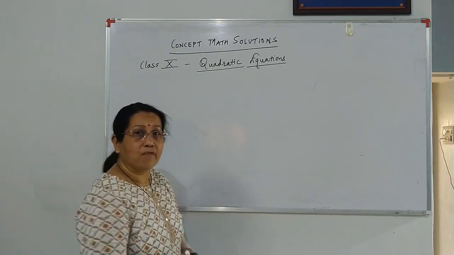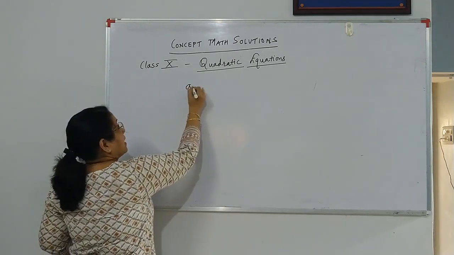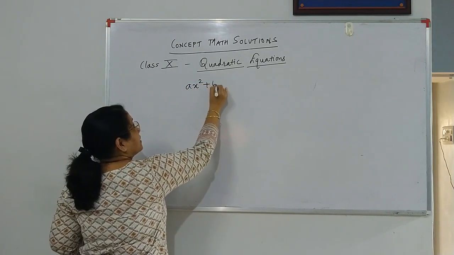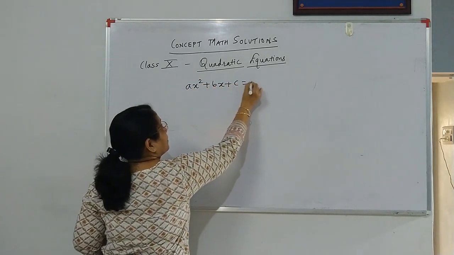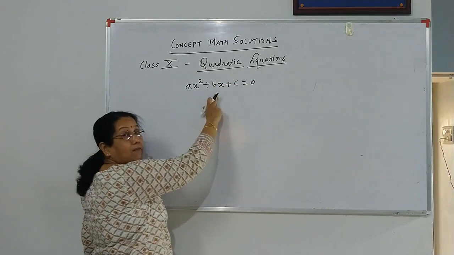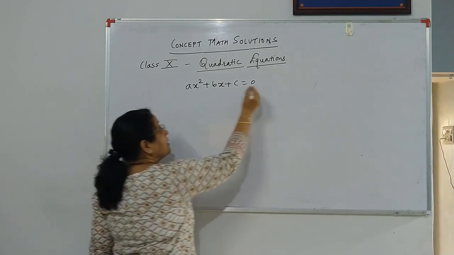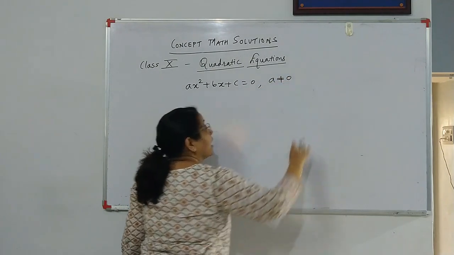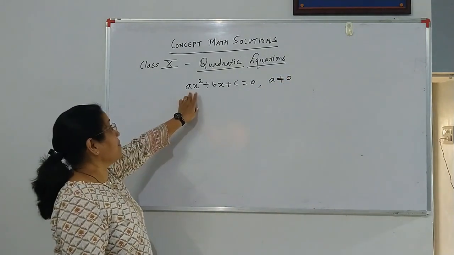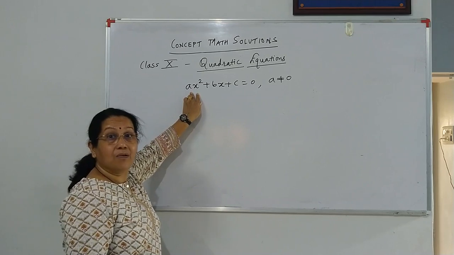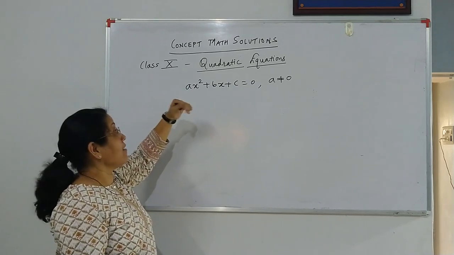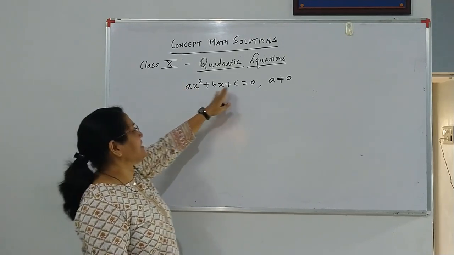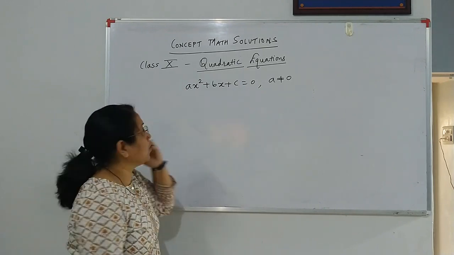The general form of a quadratic equation is ax square plus bx plus c equal to 0, that is degree 2, degree 1, degree 0. And here the condition of course is a not equal to 0, because if a becomes 0 then it doesn't remain a quadratic equation. Therefore we must have a not equal to 0. b and c can be anything, they can be 0 also.